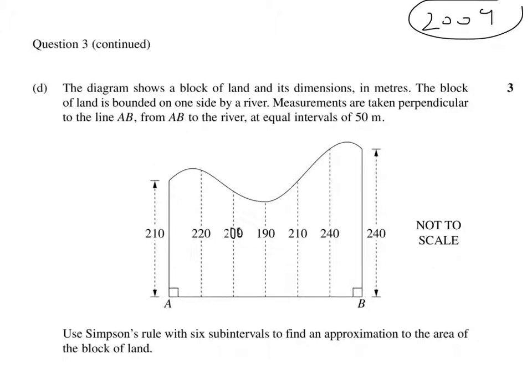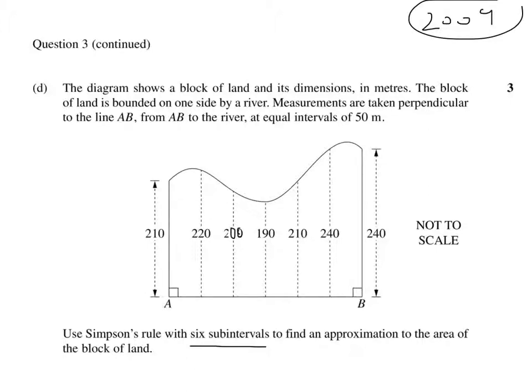It's a diagram of a block of land, and you're given the dimensions here. The block is bounded by a river, of course, and the measurements are taken perpendicular from the river to the line AB. And as you see, there are so many sub-intervals, and you're not given the height. So let's work out first of all how many sub-intervals there are. It says here there are 6 sub-intervals.